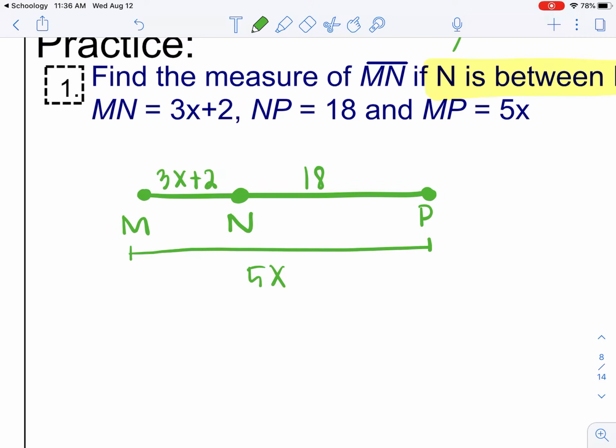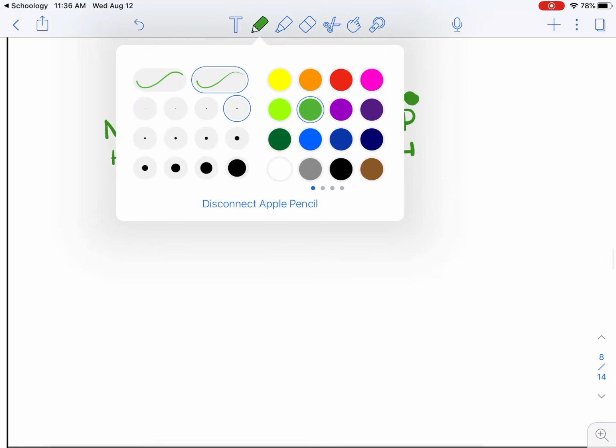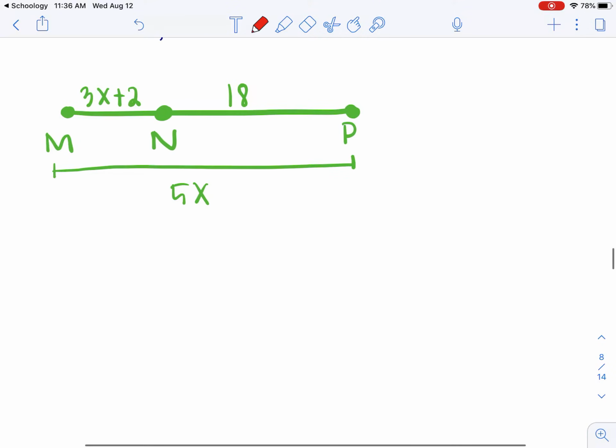Okay, so why don't you pause the video, draw it yourself, make sure it matches up with mine, and then solve for x, and then find the measure of MN. Okay, I'm going to go through this really quickly here. If you have questions, you can ask me in the Zoom call. You can pause the video after you watch this and say, hey, can you re-explain that? And I will re-explain it to you.